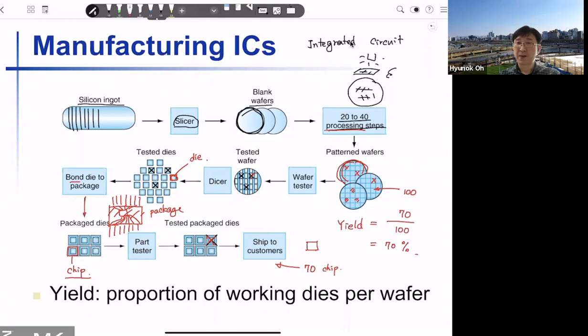Each semiconductor company has a different yield, so yield is kind of private information for each company. For example, if they are making one DRAM, some company has a yield of 90%, and another one is 45%. Then company A can drop the price to half compared with company B. They can make double the number of chips from one wafer.